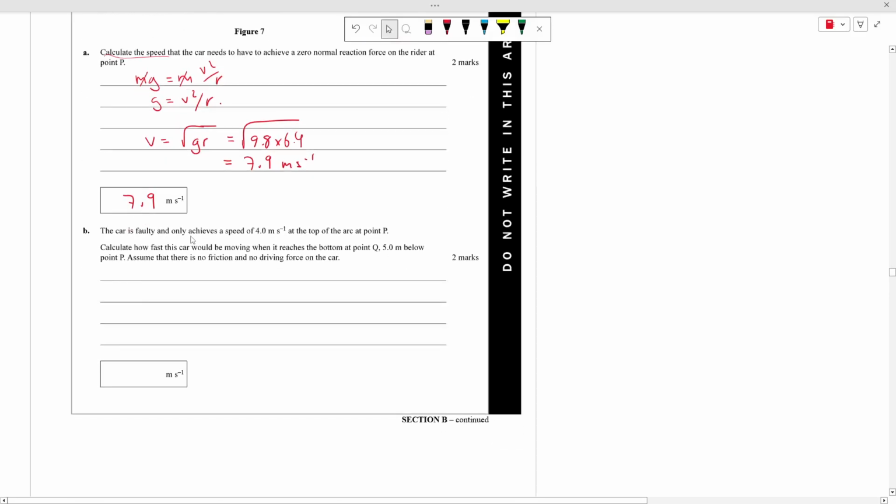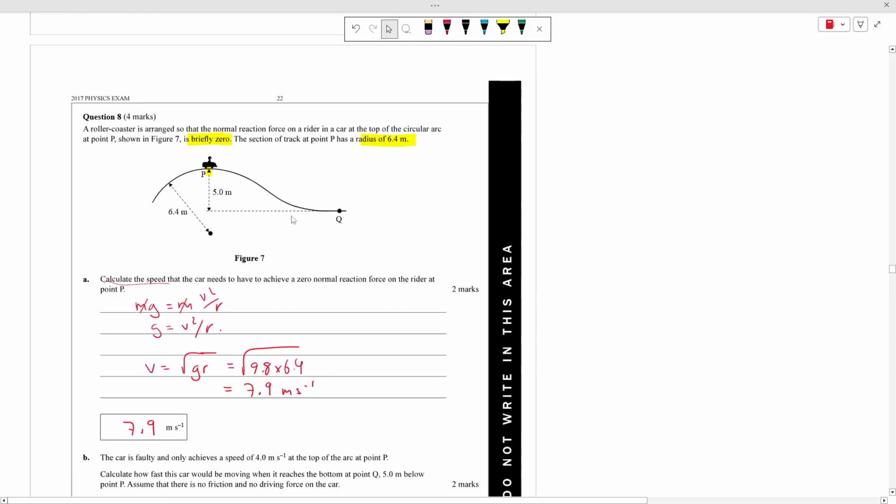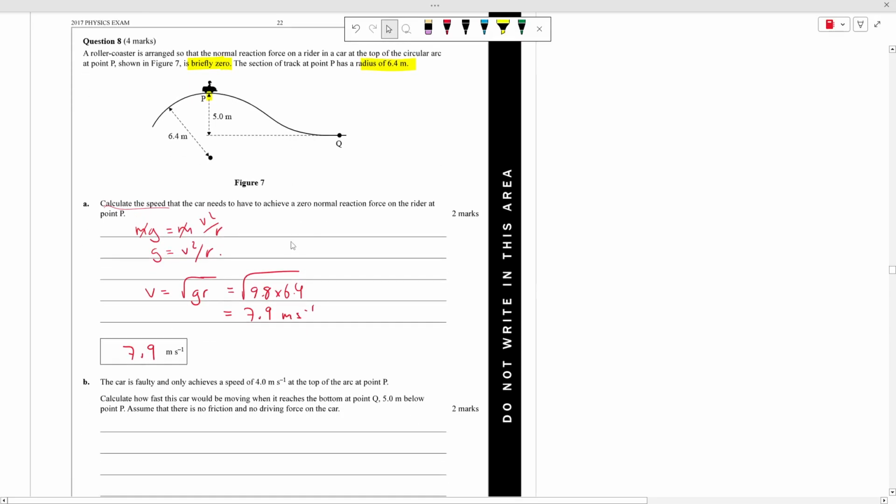The car is faulty and only achieves a speed of 4 meters per second at the top of the arc at point P. Calculate how fast this car would be moving when it reaches the bottom at point Q, 5 meters below point P, assuming that there is no friction and no driving force on the car. So for this question, we need to use conservation of energy. So right up here, they have kinetic energy plus gravitational potential energy. Down here, they have only kinetic energy.